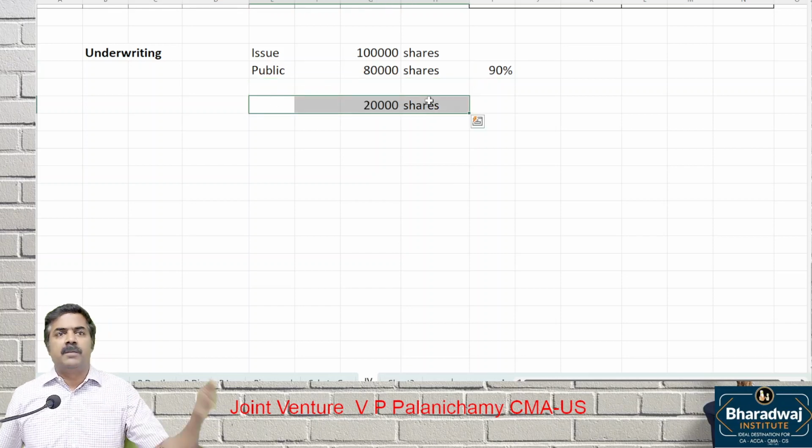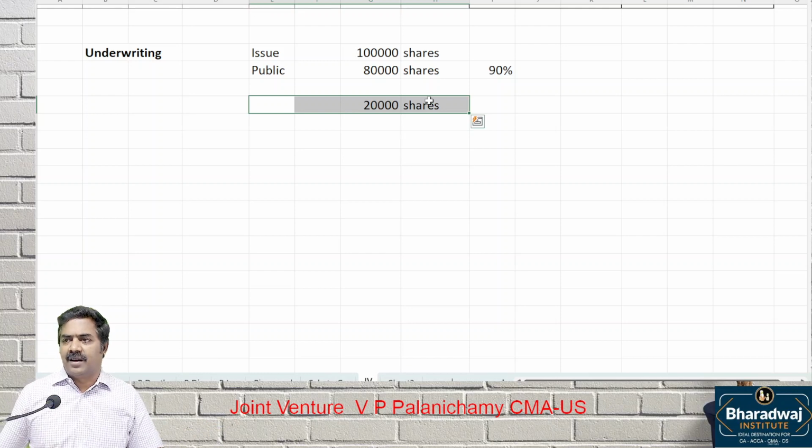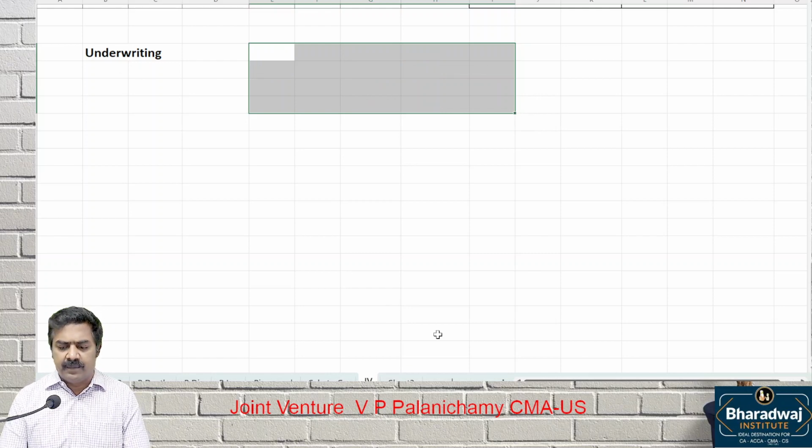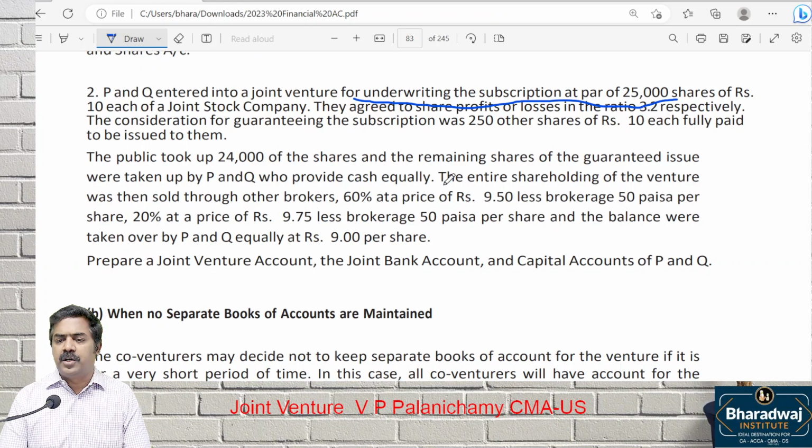Underwriters have to pay the money and take it up. Later on, they can sell it in the market. Later on, these shares can be what? Sold in the market. Of course, underwriters are eligible for a commission. It is a contract of guarantee. Now come back to this question. Read it, you will understand.